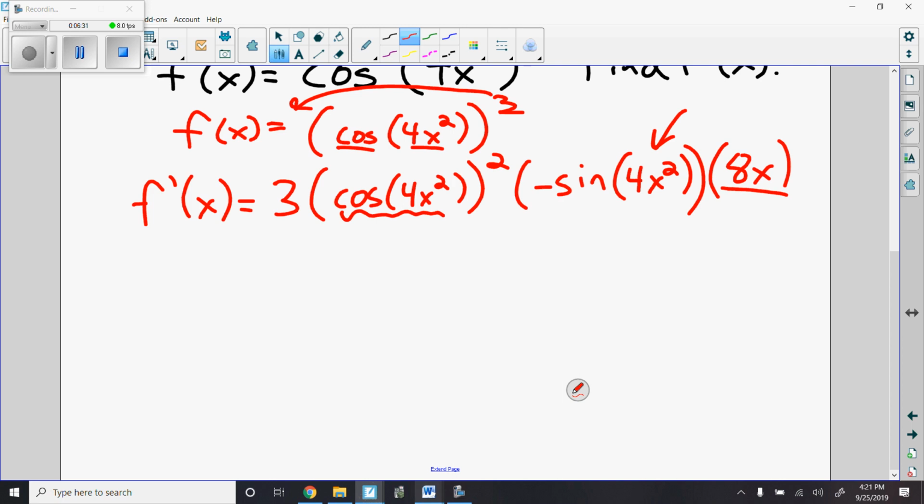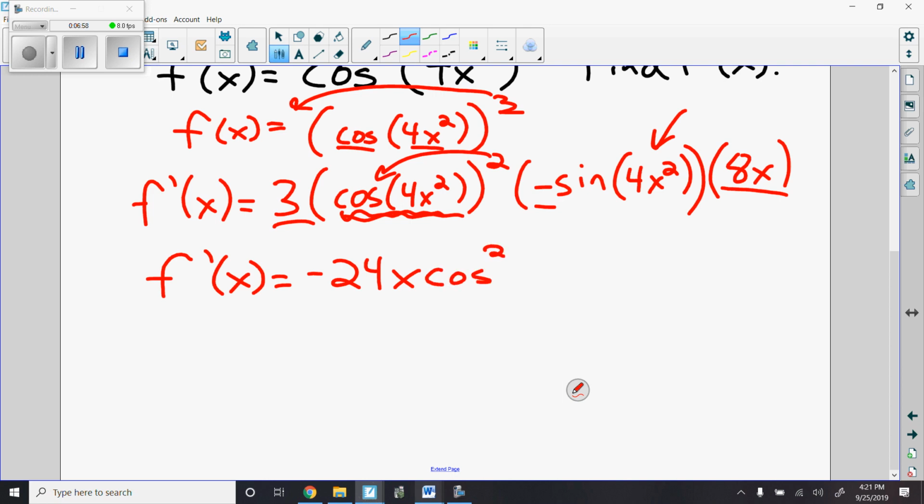So I've got coefficients, I've got the 8, the negative 1, and the 3. I'm also going to take that polynomial x and throw it out front. So 8x times negative 1 times 3 is a grand total of negative 24x. Okay. I'm going to write this in the notation with the cosine squared in here. So I'm going to call it negative 24x cosine squared of 4x squared sine of 4x squared. These things are all multiplied together, so there shouldn't be any pluses or minuses in there.